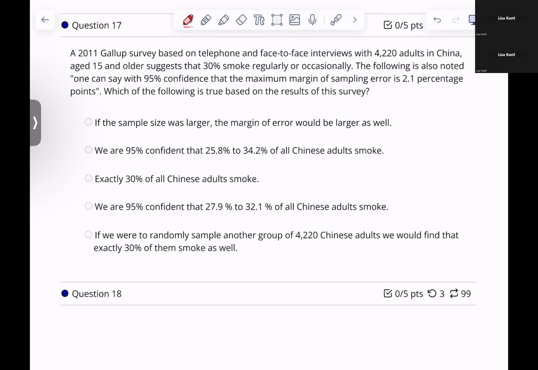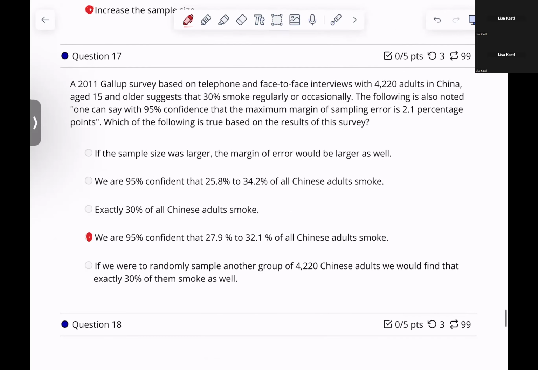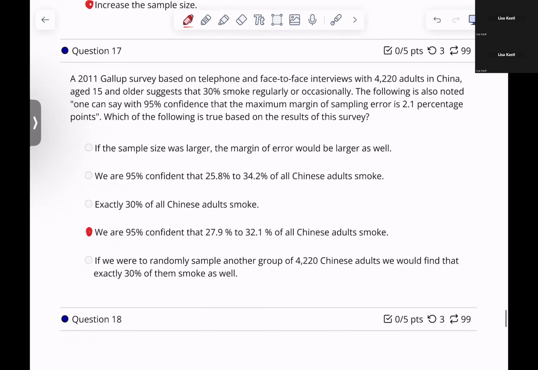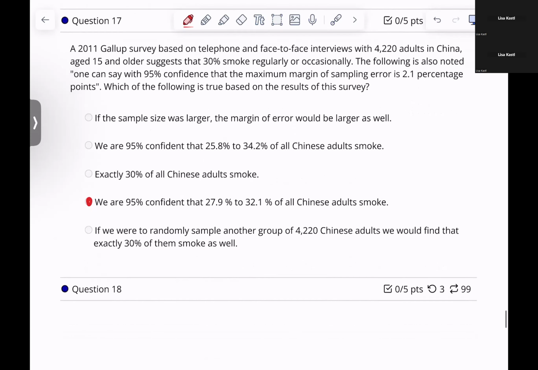So it's either the second one or the second to the last one. Which one is it? Why is it the second to the last? Because it's got the correct margin of error. Okay. Margin of error was 2.1. So that would be what? 27.9 to 32.1. Okay.